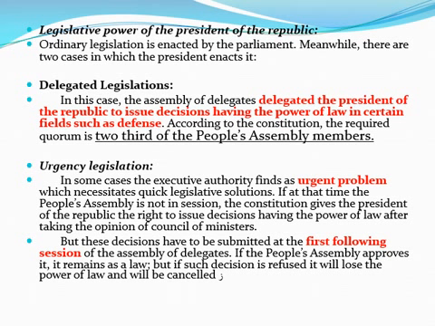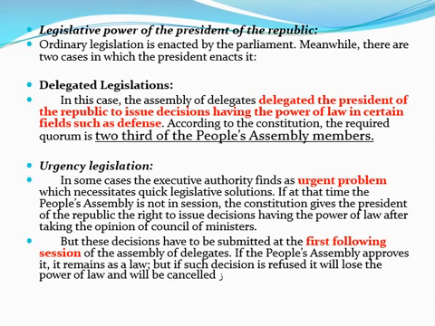So this general rule has some exceptions. In two cases, the President of Republic may make legislation or ordinary law, may enact them, but this will be subject to the supervision of the People's Assembly, as we are going to see. The first case is the delegated legislation.